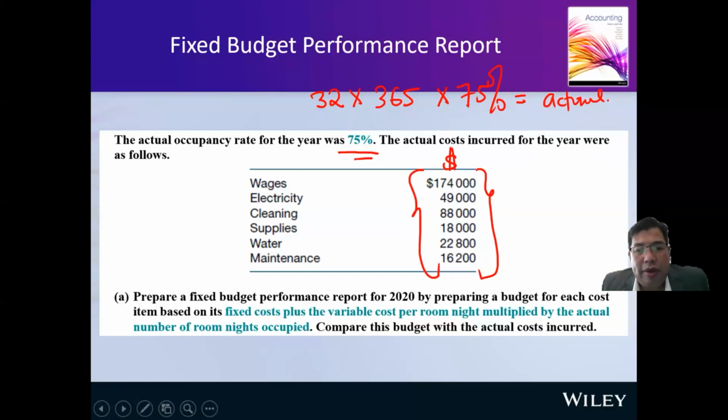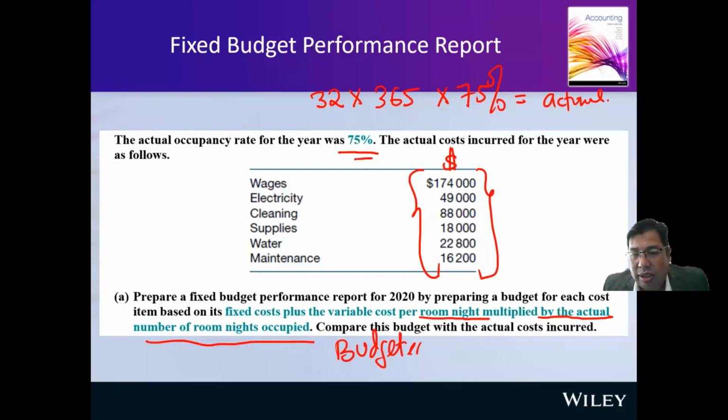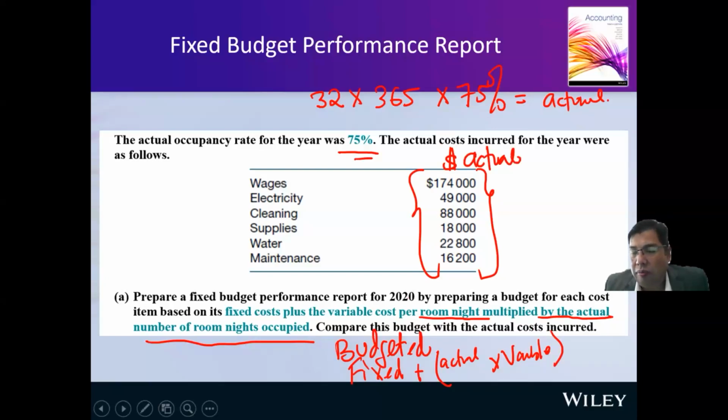You are required to prepare a fixed budget performance report for 2020. This is by preparing a budget for each cost item based on fixed cost plus variable cost per room per night multiplied by the actual number of room nights occupied. So you need to compare what is your budgeted. How to calculate the budgeted? The fixed plus your actual times your variable. So you get your budgeted, and this budgeted you're going to compare with this actual. You're going to see whether you performed well or not compared to the budget.